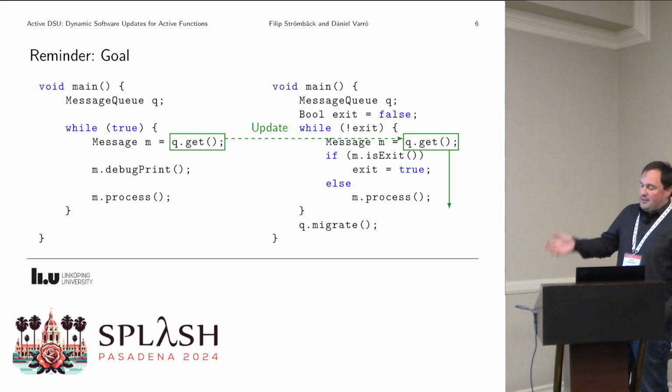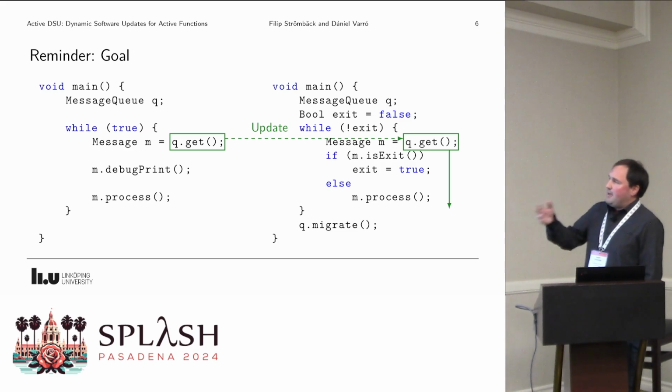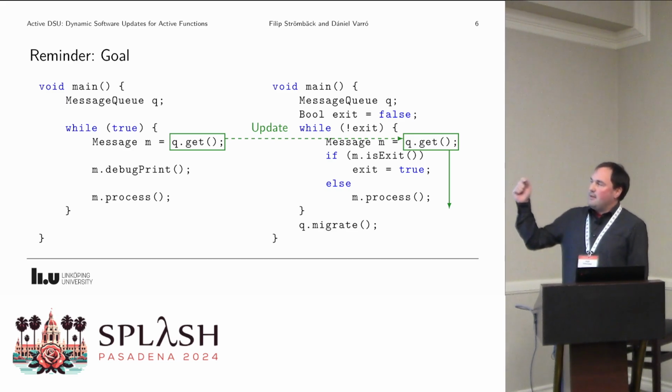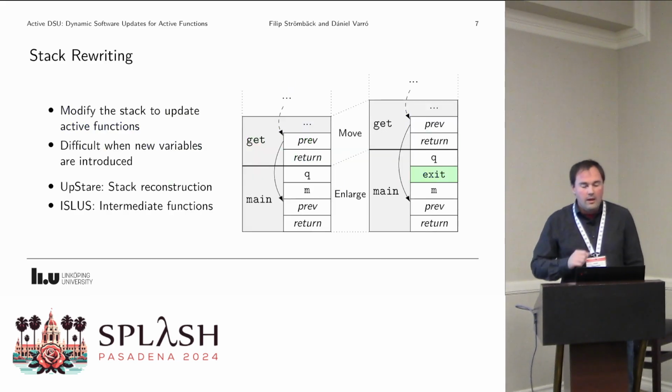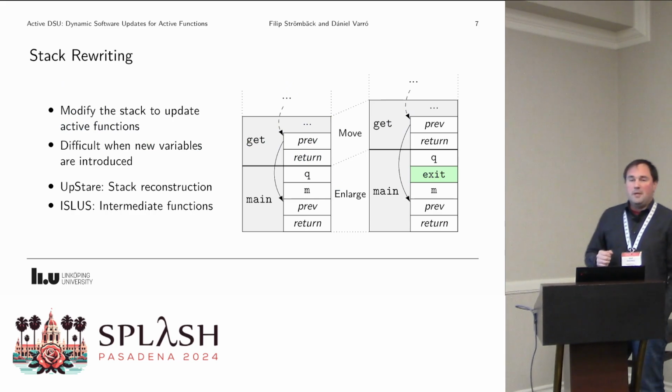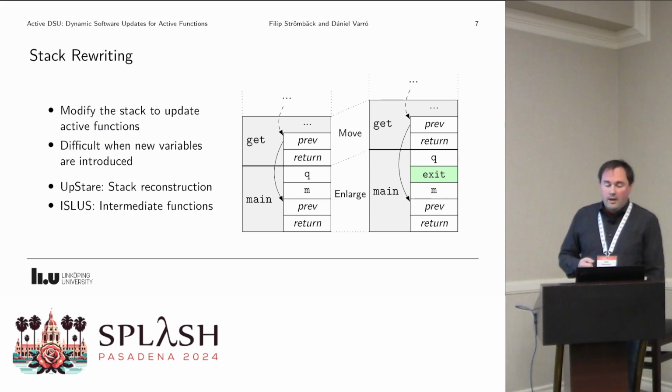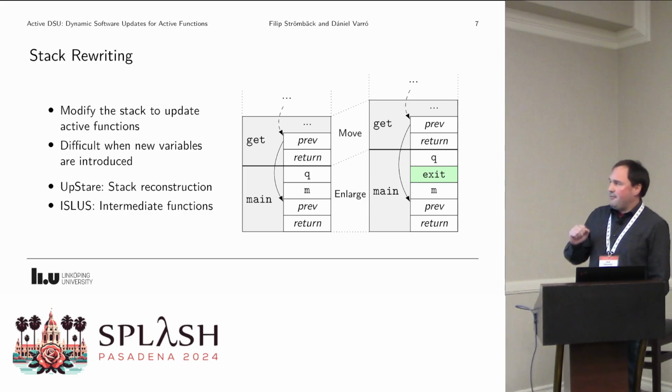So to get to the solution finally, remember that our goal is essentially that when we return from the get call, we want to return into the new version of the function directly. And to do that, we essentially need to rewrite the call stack. So what we want to achieve is that we want to go from the call stack on the left to the call stack on the right.